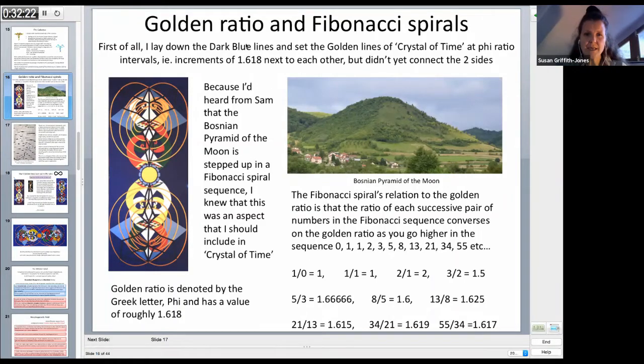And so I set these golden lines of crystal of time at phi ratio intervals. You'll see here that the intervals between the golden lines are increasing in golden ratio size from the center outwards. So the 1, 2, 3, 4, 5, these are increasing in golden ratio, i.e. increments of 1.618 next to each other. But at this point, you'll see the golden lines are just 1 and 2 on each side.